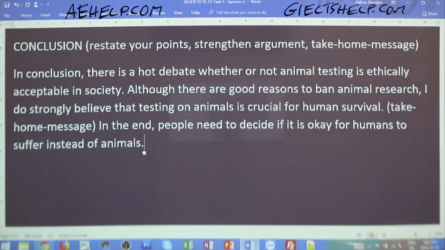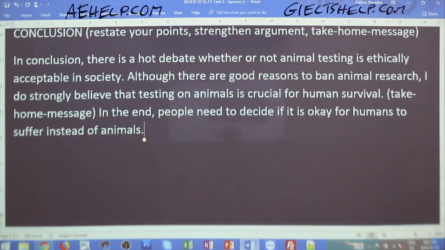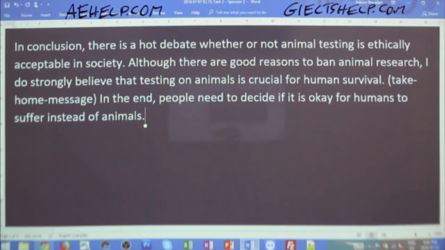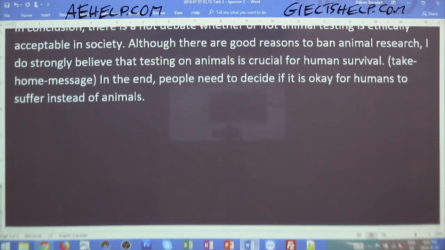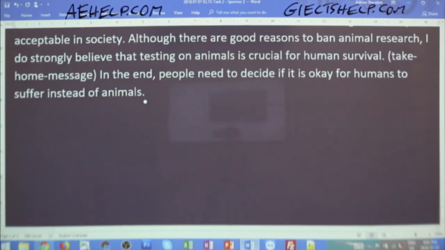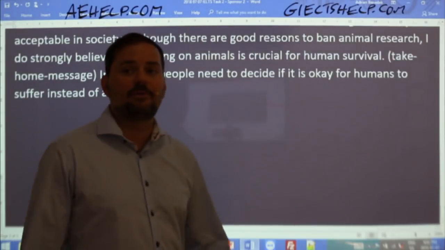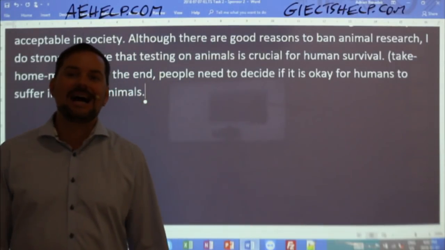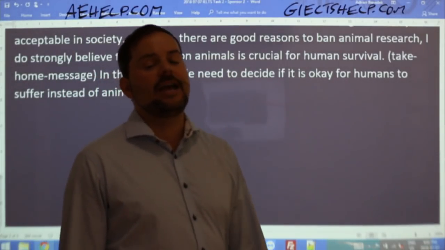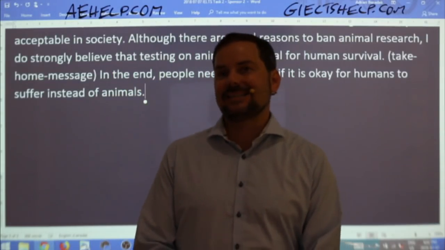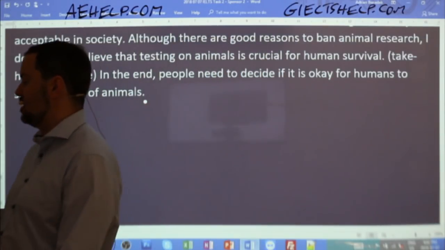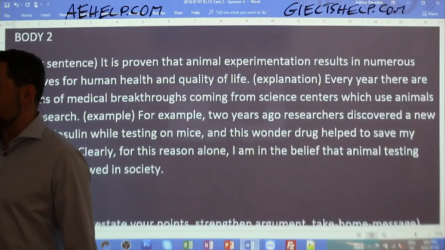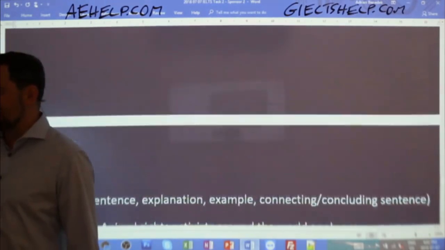Although there are good reasons to ban animal research, I do strongly believe that testing on animals is crucial for human survival. In the end, people need to decide if it is okay for humans to suffer instead of animals. All right, so that would definitely get you a band 8, 8.5, maybe even a 9. Okay, and you want to practice that at home. So to achieve that level of essay, you have to practice.